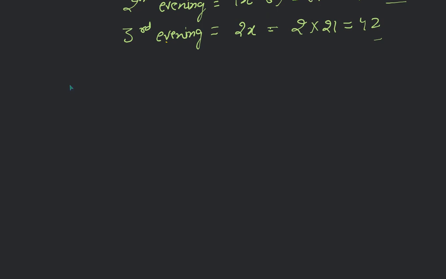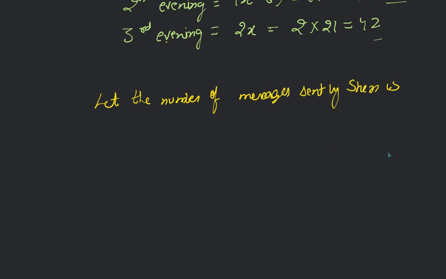than Shen. So we don't know anything about Shen, how many messages he sent. So we can assume that the number of messages sent by Shen is x. Then we have the other statements in relation to the number of messages that Shen sent. So Greg sent 3 times as many messages as Shen.